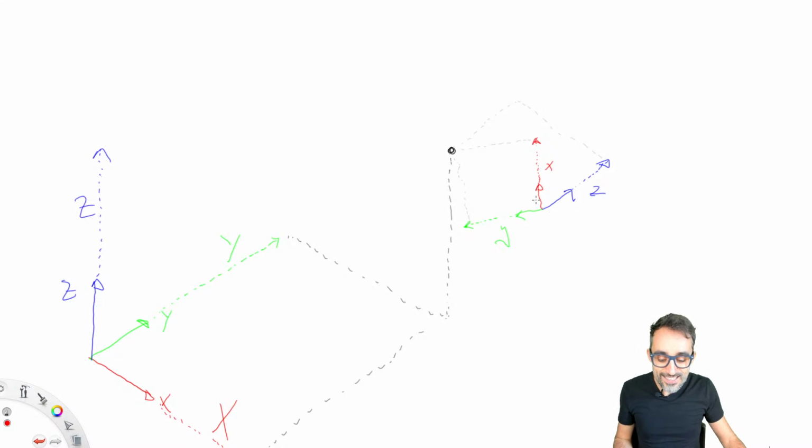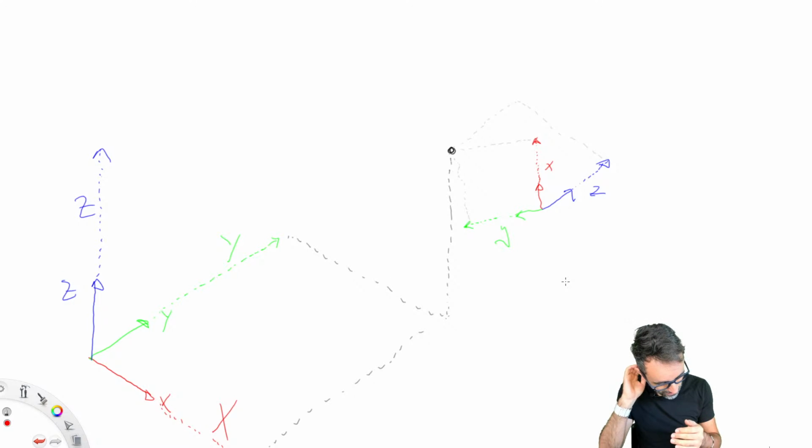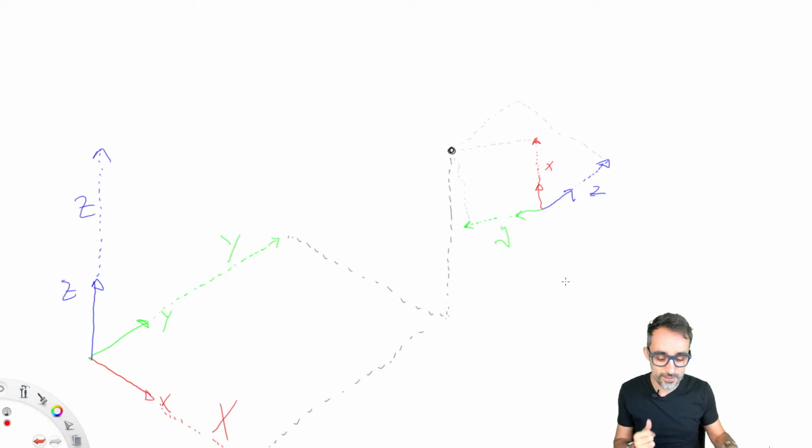But how do we actually do this operation? Well, it turns out that we can take advantage of a very nice property of points, which is of vectors, which is the fact that we can.